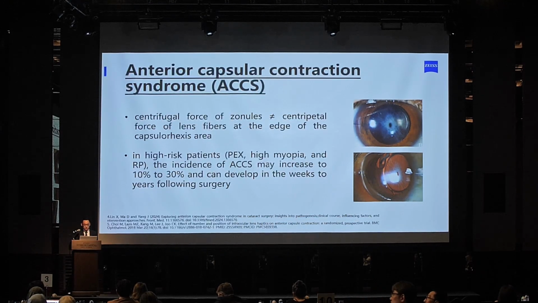It occurs because of an imbalance between the centrifugal force of the sternum and the centripetal force of the lens fibers from the edge of the capsulorhexis area. In high-risk patients, especially PXF, high myopes and RP, the incidence increases up to 30% and can develop up to years following the surgery.